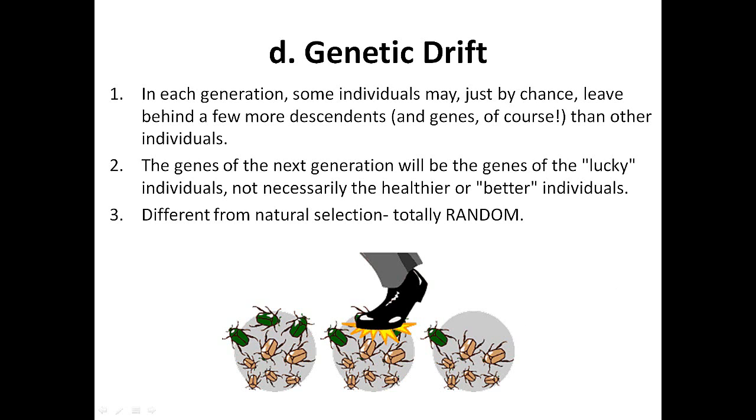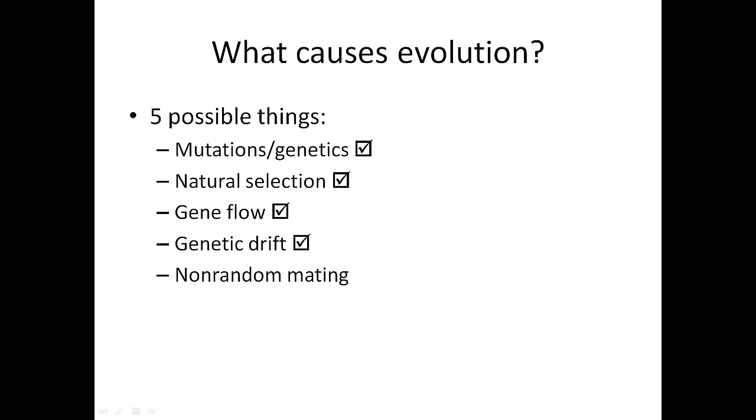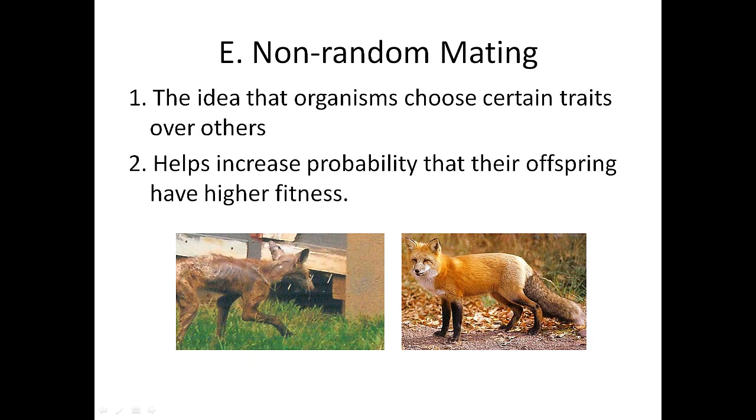The last thing that causes evolution is non-random mating. This is the idea that mating between organisms is not random. Females are picky and choose males for certain things. Females tend to look for traits that show that the male is healthy, and by picking a healthy, big, strong-looking male, they're probably higher in reproductive fitness, overall health. It ensures that their genes are going to get passed on.